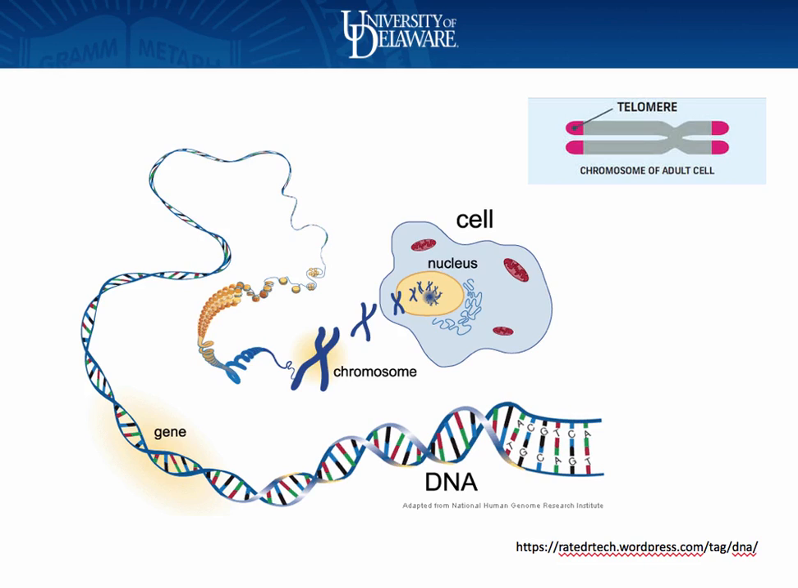Telomeres have been compared with the plastic tips on shoelaces because they keep chromosome ends from fraying and sticking to each other, which could destroy or scramble an organism's genetic information. Yet, each time a cell divides, the telomeres get shorter. When they get too short, the cell can no longer divide, it becomes inactive, and it dies. This shortening process is associated with aging, cancer, and higher risk of death.